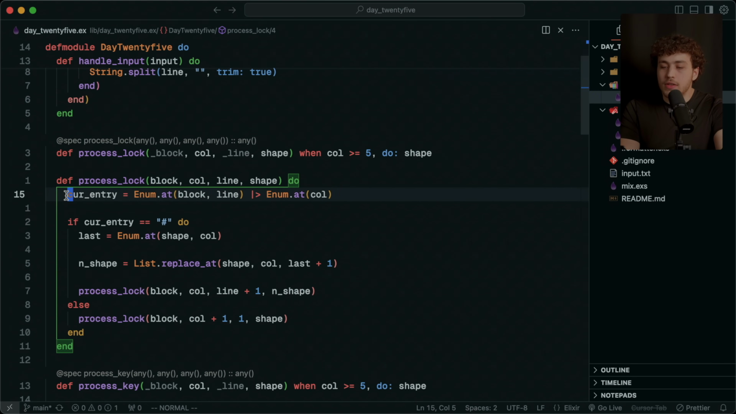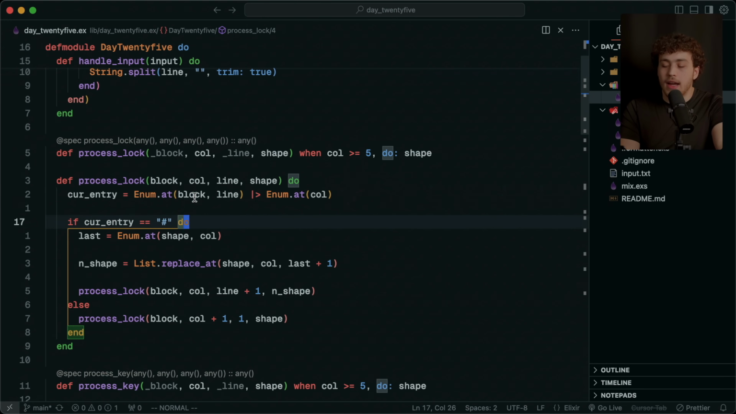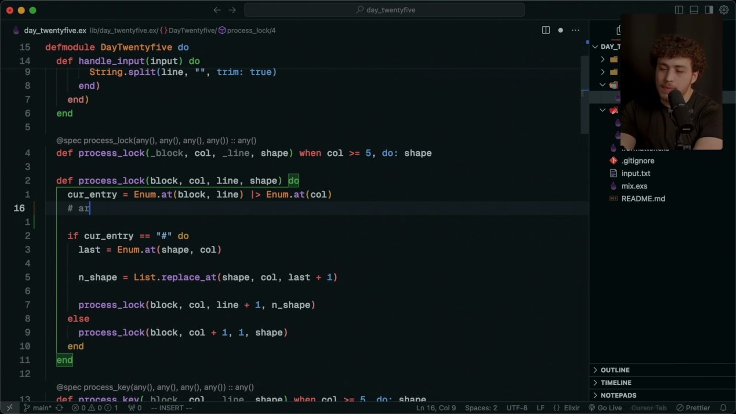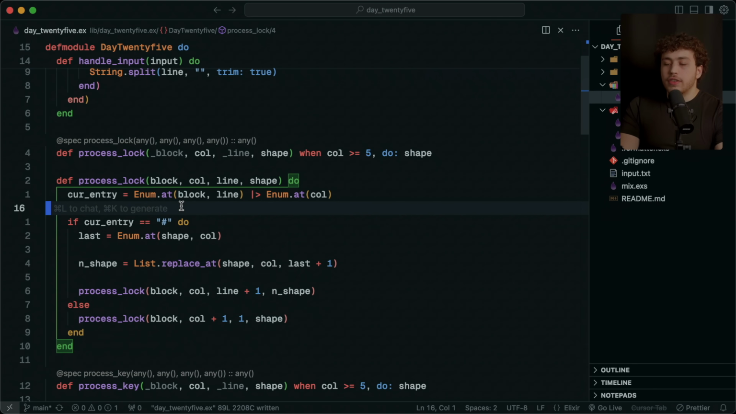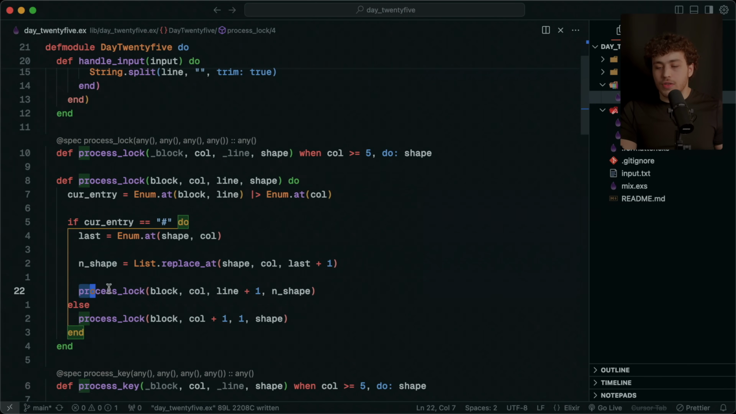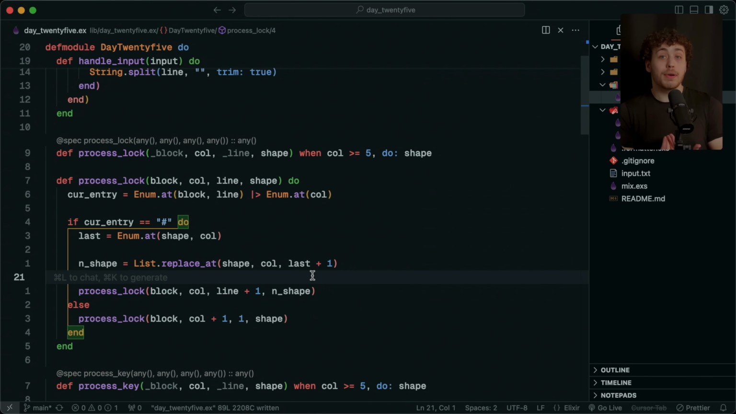So right here, when we do this cur_entry is Enum.at block, line, and then Enum.at call, which would be kind of like array[1][2] or something in a language that you're probably more familiar with. But this cur_entry right here cannot be reassigned. And in this case, it didn't really matter because we were just using that to check whether or not it was a hashtag. And then we go through in here and do some recursion, because this language is full of recursion, which I personally really like.